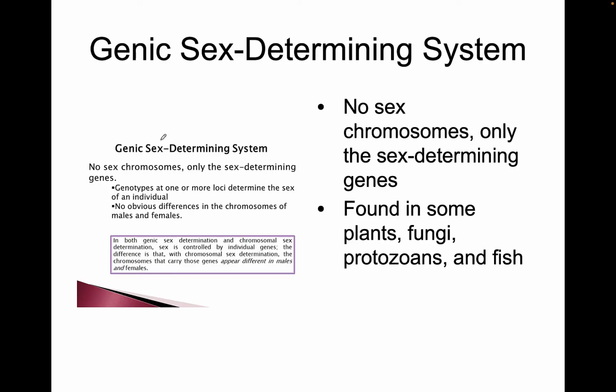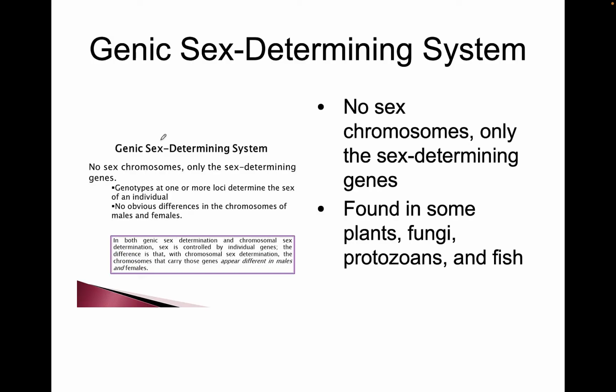Okay, so the genic sex determining system is not based off of the presence of sex chromosomes, but the presence of sex determining genes. In this case, scientists observed this in some plants, fungi, protozoans, and some fish. And what they found was that sex was not tied to the presence of sex chromosomes, but by individual genes.